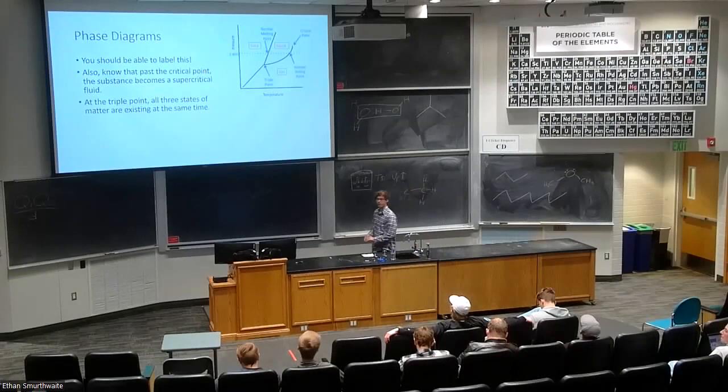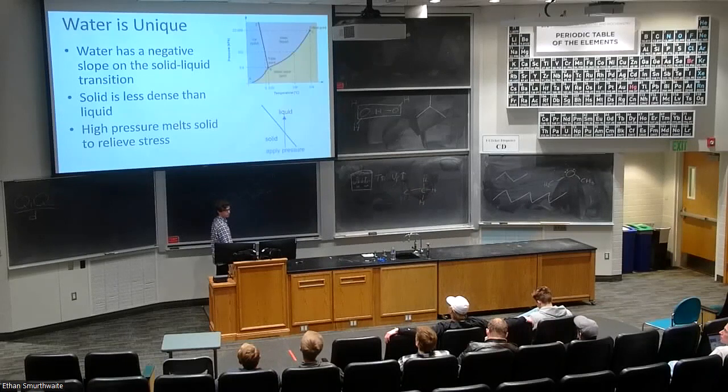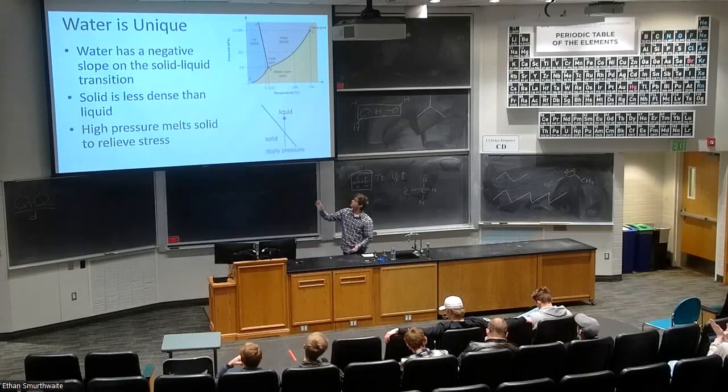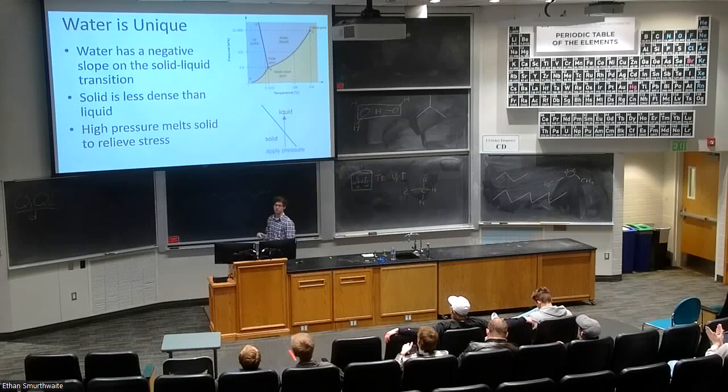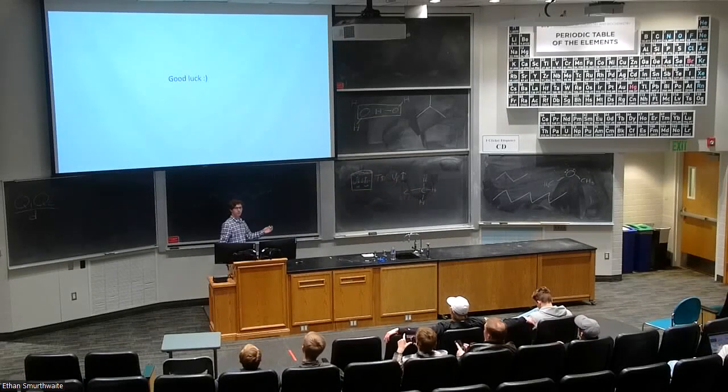Okay. Oh, also the water phase diagram is different because again, we talked about how ice is less dense than water. So most of the solid lines slope this way, but this one slopes this way. So water's different. You should know that. That's pretty much it. Good luck.